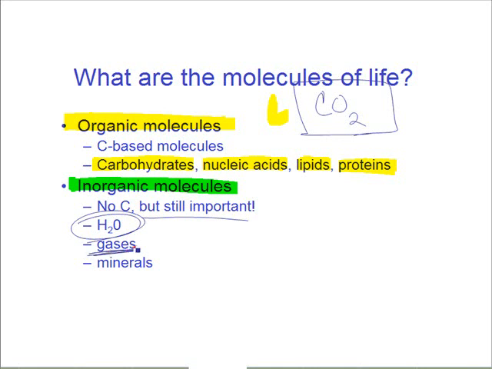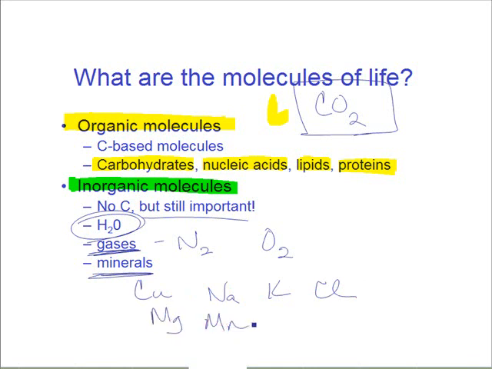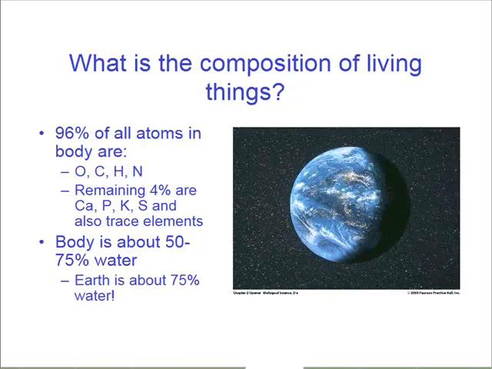There are lots of different gases that are inorganic. Nitrogen gas, which makes up about 70% of the air that we breathe in and out, is not an organic molecule, but it nonetheless is quite prevalent and quite important. Oxygen gas, which is absolutely essential for us to live, is not an organic molecule, and yet it's quite important. And then there's lots of different minerals, things like copper and sodium, potassium, chlorine, magnesium, manganese, fluorine. All kinds of different minerals out there are critical to us living, and yet they are not organic molecules.